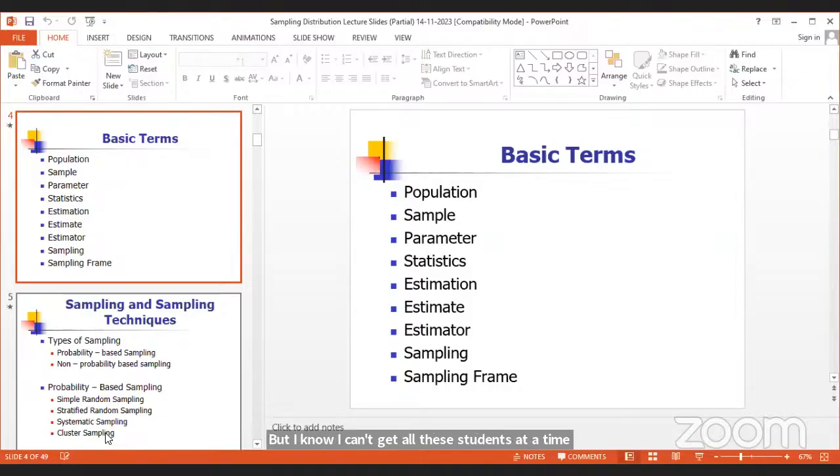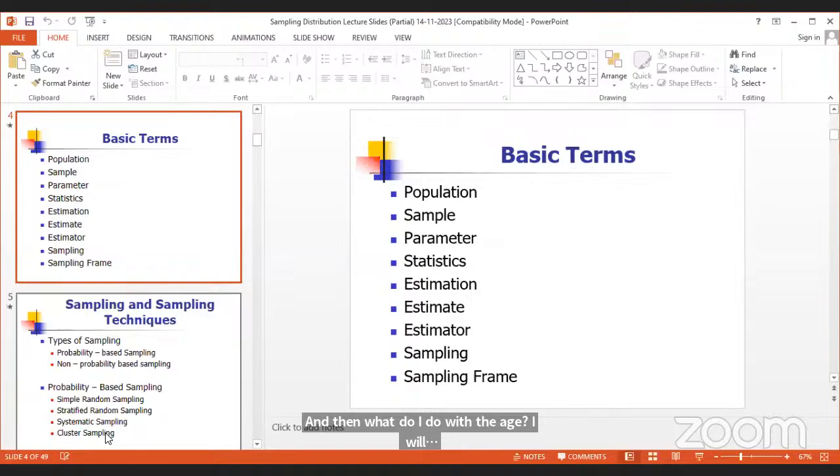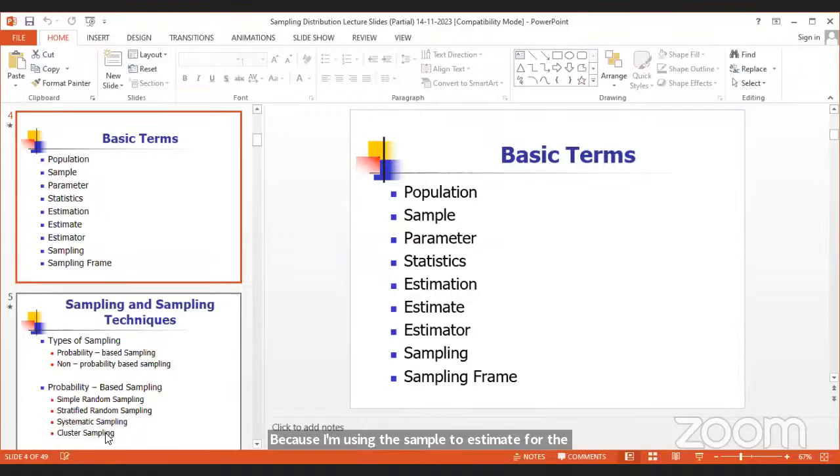So I can decide to take a sample of the students and then get their age. And then what do I do with the age? I will calculate the average. So that average age of the sample will now be inputted as the average of the population, because I'm using the sample to estimate for the population. So that function that represents all the population is called a parameter.